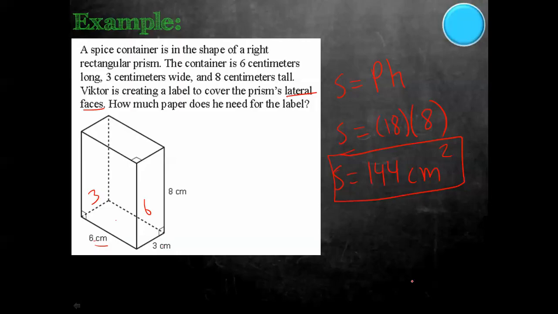And that is the end of prism surface area and volume, part 1.